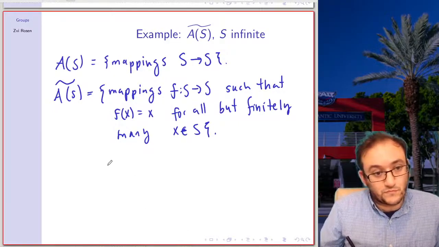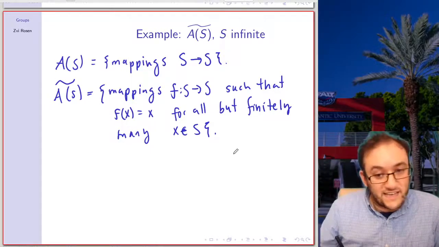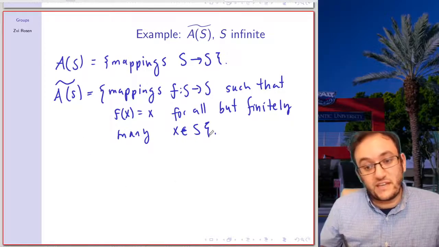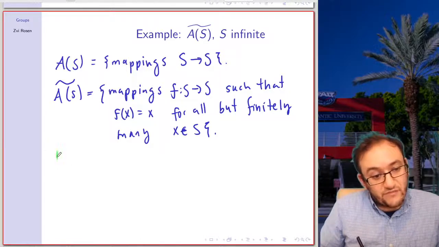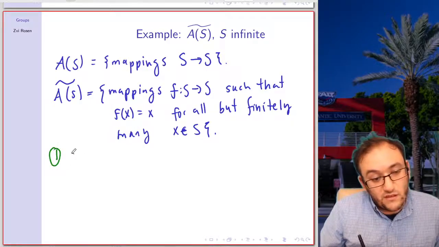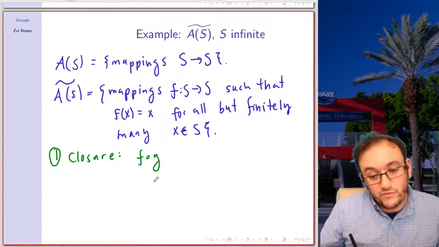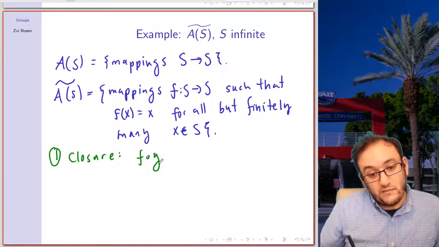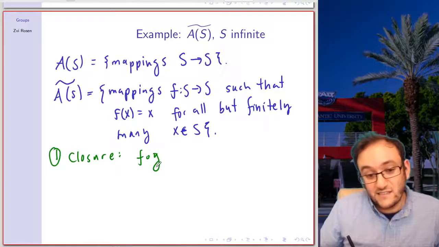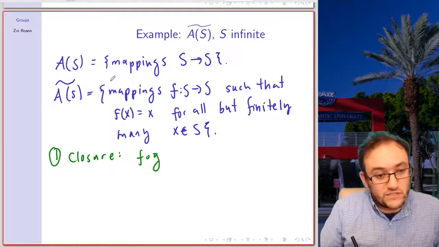Okay. So this is tricky because now we're dealing with infinity and finite sets and complements of finite sets. So we have to be extra careful here to check the axioms. So if we have two maps with this property, so let's say we have F composed with G. So let's consider the set of elements of S where G is not the identity. Okay, and this should be bijections, of course.